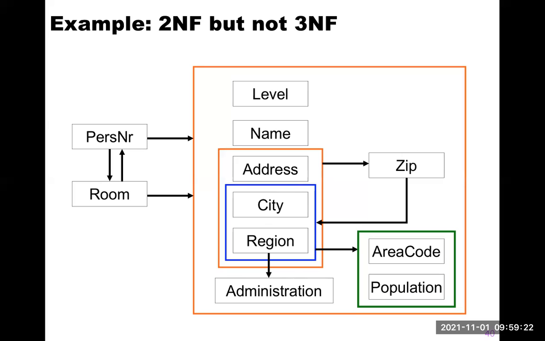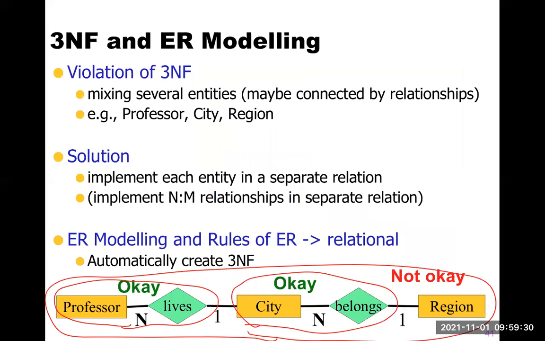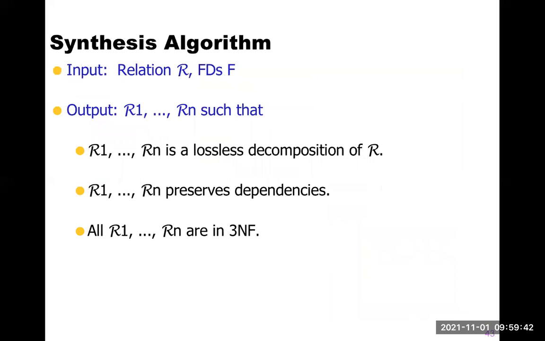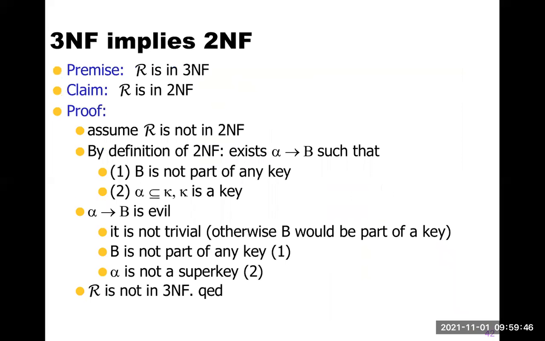So zip needs to still be here, but zip, city, and region form a new table, and we move all the data there. We can check that if we have a table in third normal form, then it belongs to second normal form too. And now something new.